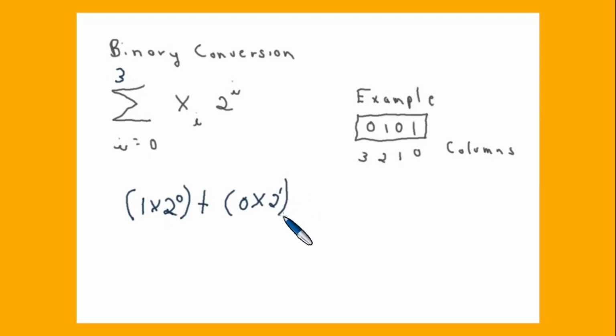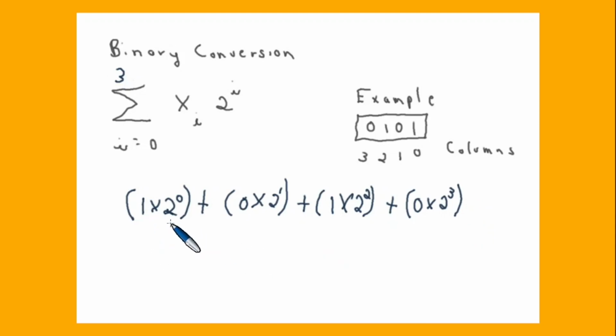And the next one is going to be the second column. And the second column has a value of 1 times 2 to the second power. And then the last one is a 0. So we have 0 times 2 to the third.